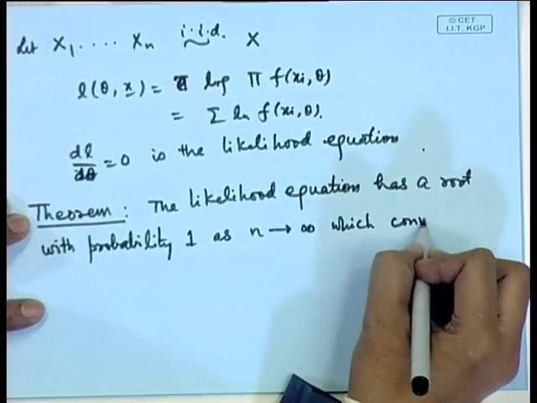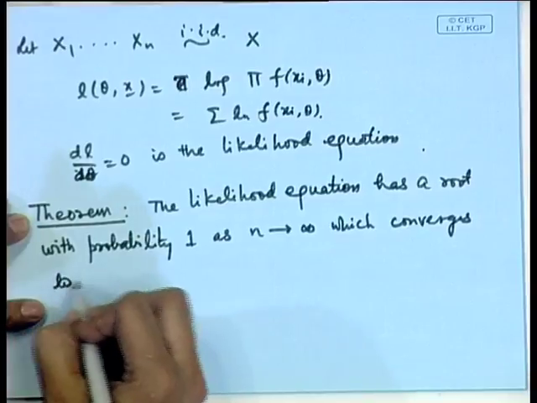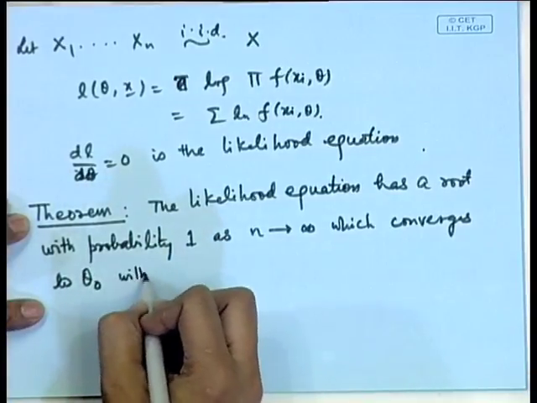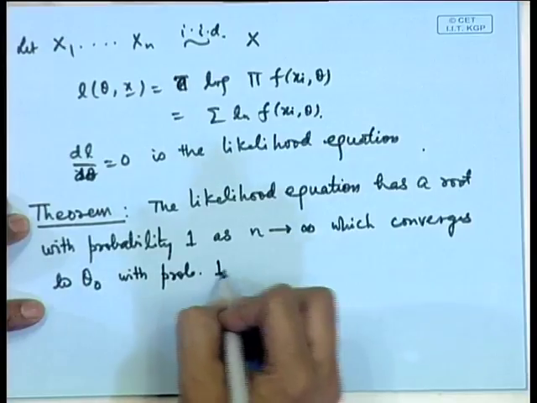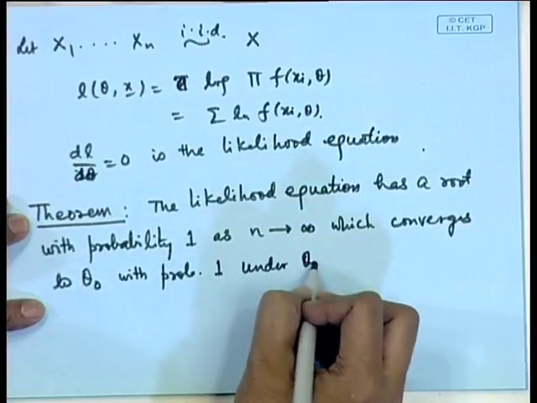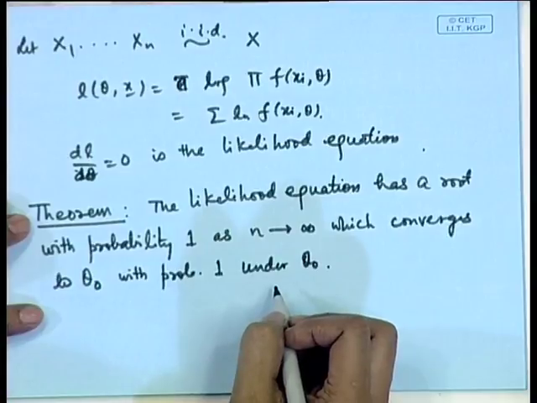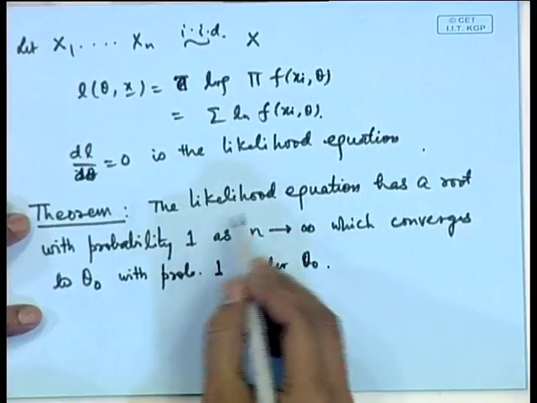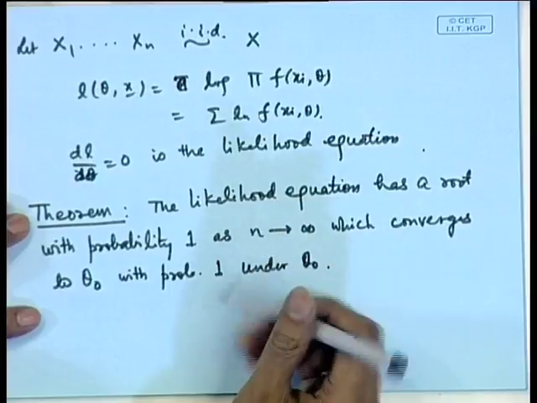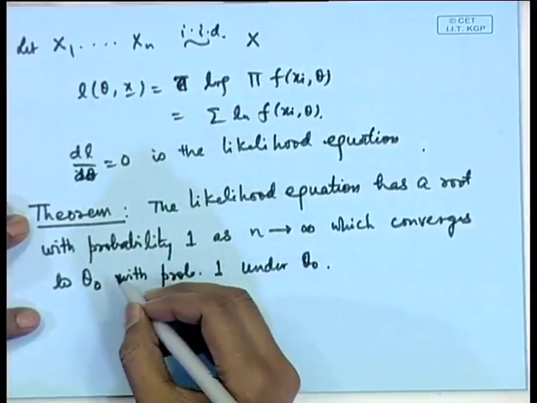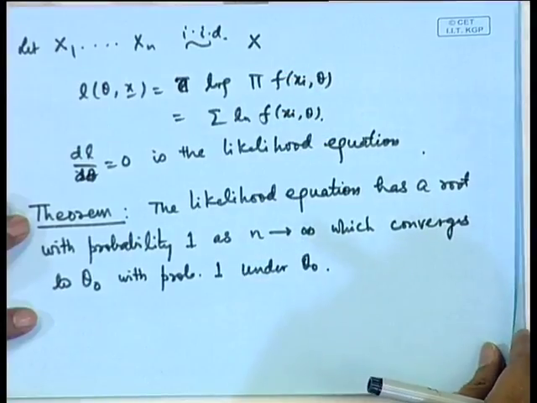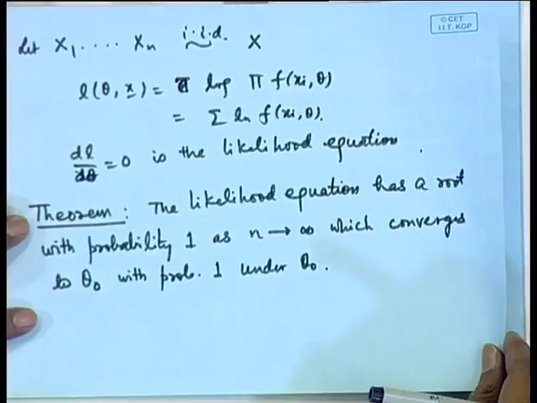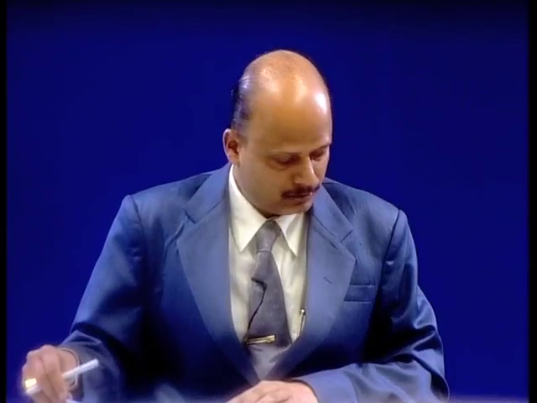which converges to theta naught with probability 1 under theta naught. So, this is an important result, that is under certain regularity conditions the maximum likelihood estimator can always be found, and it also converges to the parameter with probability 1. That means, it is also consistent. The second thing is that the asymptotic distribution is also normal.